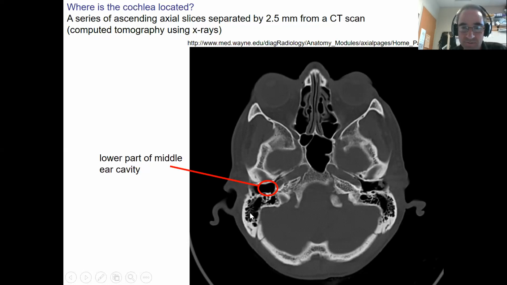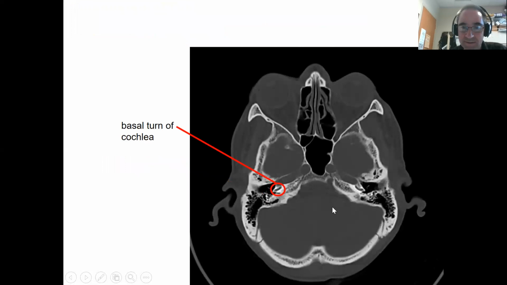And here we can see this kind of spongy area, there are a lot of air cavities in the skull here. And then there's more solid bone around the back. So the next slice is going to be a little bit higher up. And in this one, you can make out the bottom turn of the cochlea is this dark area here. And you can see the same thing on the other side.